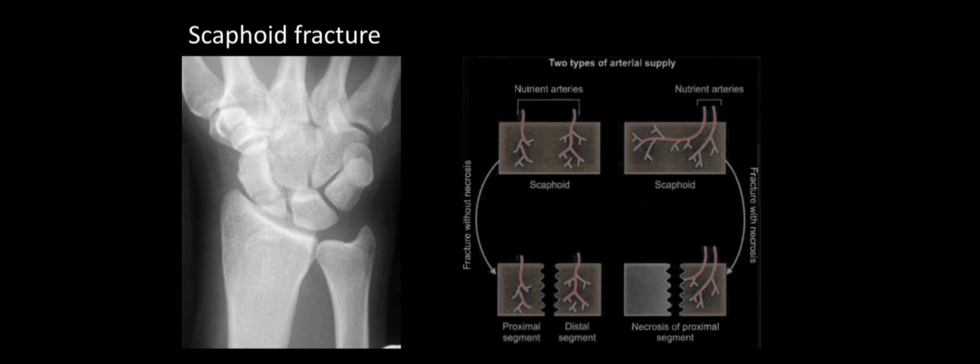And coming to the blood supply of the scaphoid, it is usually with the help of two nutrient arteries supplying differently for the proximal and the distal segment, but in 10 to 15% of cases the nutrient supply of the proximal segment is also derived from the blood supply of the dorsal segment. And when the fracture happens at the middle, the proximal segment is deprived of the blood supply and may undergo necrosis.